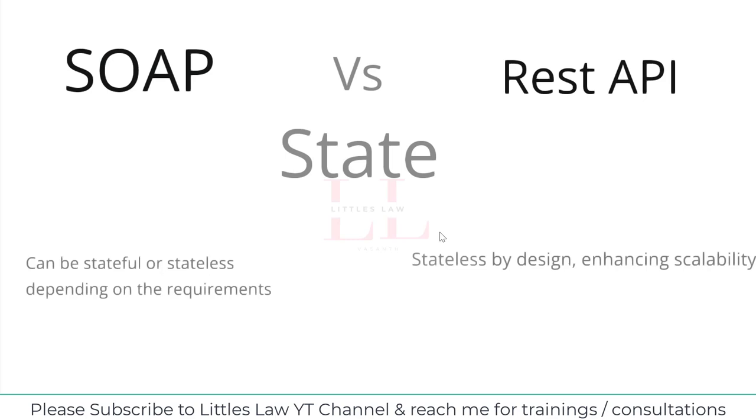For example, take a REST API for a shopping cart, where every request must include the cart ID and the product details, and the server does not remember what was in the cart from the previous request unless the client explicitly sends that information.